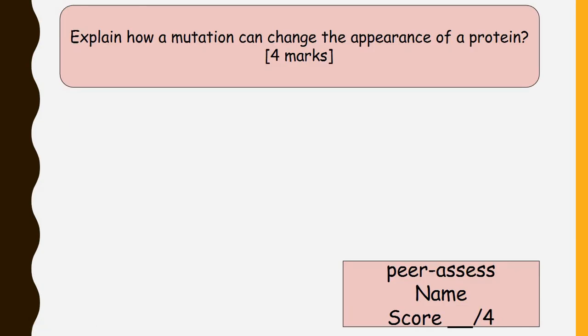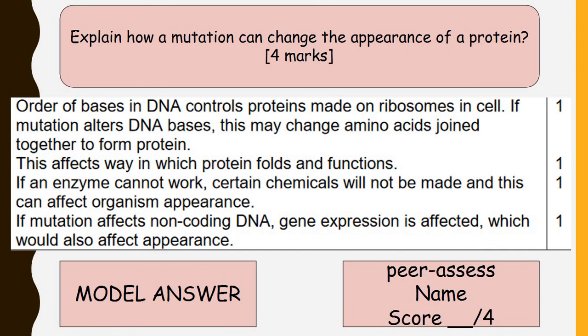Explain how a mutation can change the appearance of a protein. Well, the order of bases in DNA controls proteins made on ribosomes in a cell. If the mutation alters the DNA bases, this may change amino acids joined together to form the protein. But it may not. It needs to be recognised that. This affects the way in which the protein folds and functions. If an enzyme, we used that example before, if an enzyme cannot work, certain chemicals will not be made, and this can affect the organism's appearance. If mutation affects the non-coding DNA, the gene expression is affected, which would also affect the appearance.